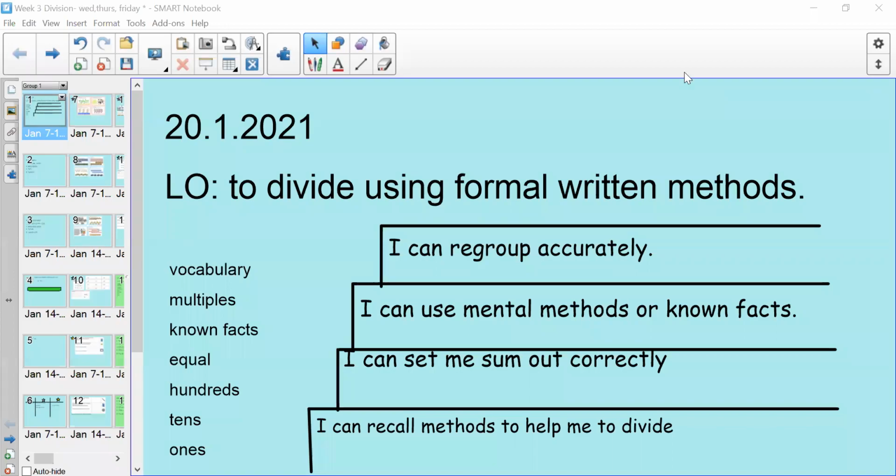Good morning, Year 4s. Today's maths lesson is to divide using formal written methods. And our steps to success are: I can recall methods to help me divide, I can set my sum out correctly, I can use mental methods or known facts, and I can regroup accurately.